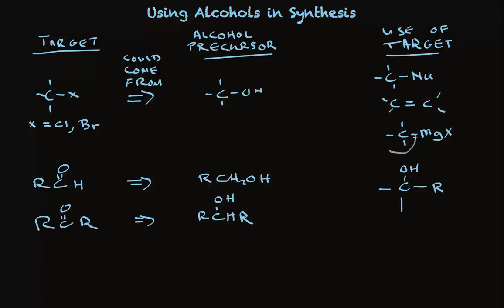Here's the alkyl group attached to a Grignard reagent, and here's where that comes from. So this combines chemistry that we learned in this chapter: making Grignard reagents from halides, reacting Grignard reagents with carbonyl compounds to make alcohols, and making carbonyl compounds from alcohols.